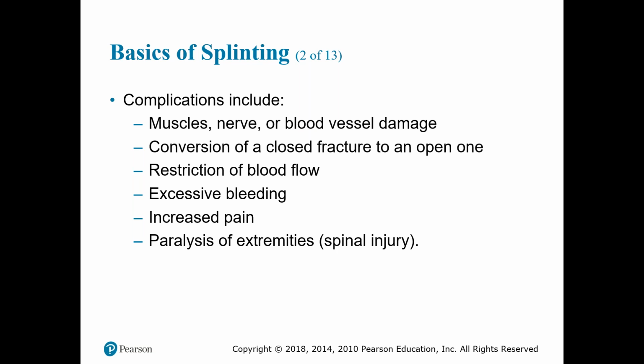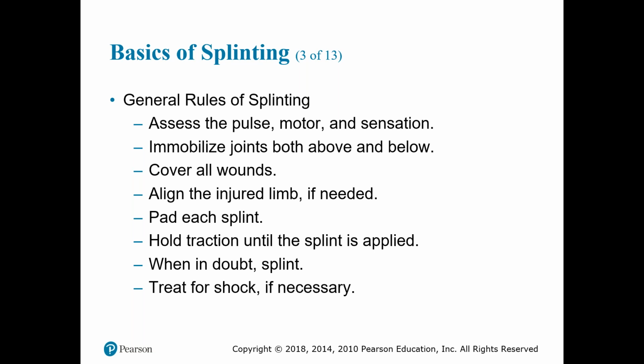So complications of splinting, we could see muscle, nerve, or blood vessel damage if we don't do it properly. We could go ahead and create a closed fracture to an open fracture, restrict CMS, we could increase the pain, or we could create a paralysis.